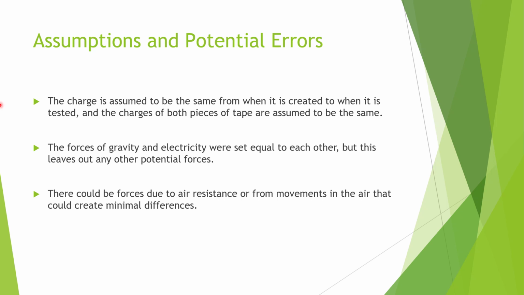So, the assumptions and potential errors. The charge is assumed to be the same from when it is created to when it is tested, and the charges of both pieces of tape are assumed to be the same. The forces of gravity and electricity are set equal to each other, but this leaves out any other potential forces, and these forces could be due to air resistance or movements in the air that could create minimal differences.